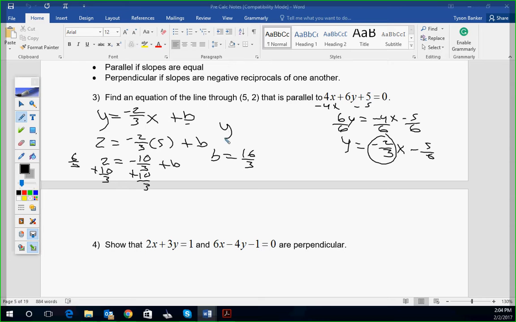So here it is. We got negative 2 thirds x plus 16 over 3. You can write that because it didn't tell me what equation form I needed, so I can leave it just like that. So negative 2 thirds x plus 16 over 3 is parallel to that general form with a different y-intercept. Okay, last one for this section.